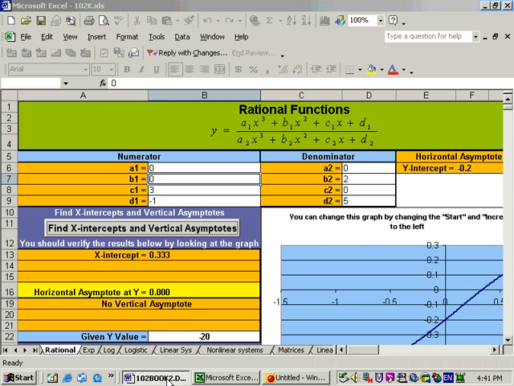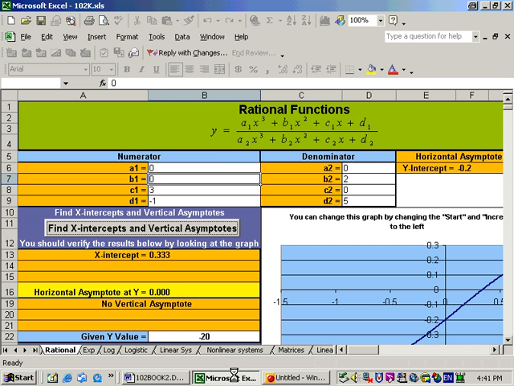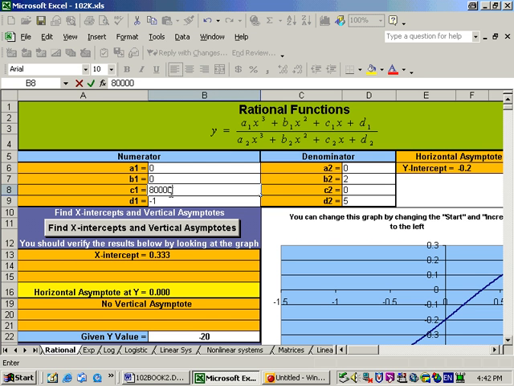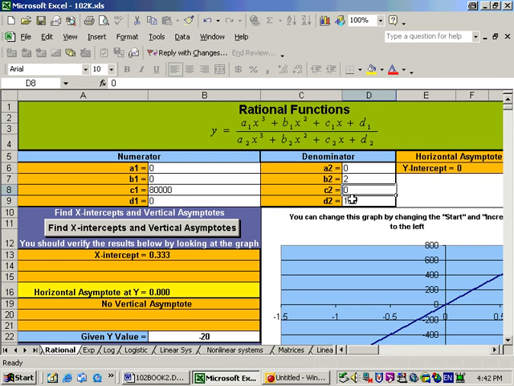So let's go on to the next problem, and this gives you another rational function, 80,000p over 100 minus p. So let's put that in. 80,000 is the linear term, and 0 constant, and then it was 100 is the constant on the denominator minus p. So minus 1 is the linear term, and remember to make all the rest of them 0, like this one right here that just had a 2 in. For the squared term in the denominator, make that 0.